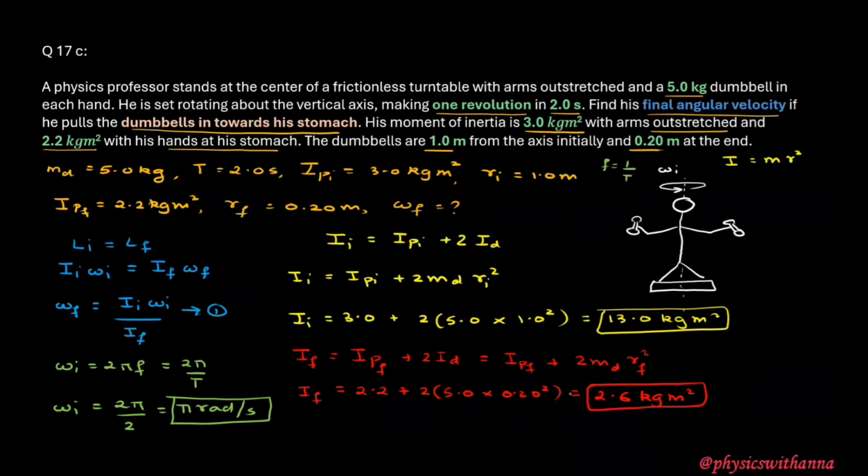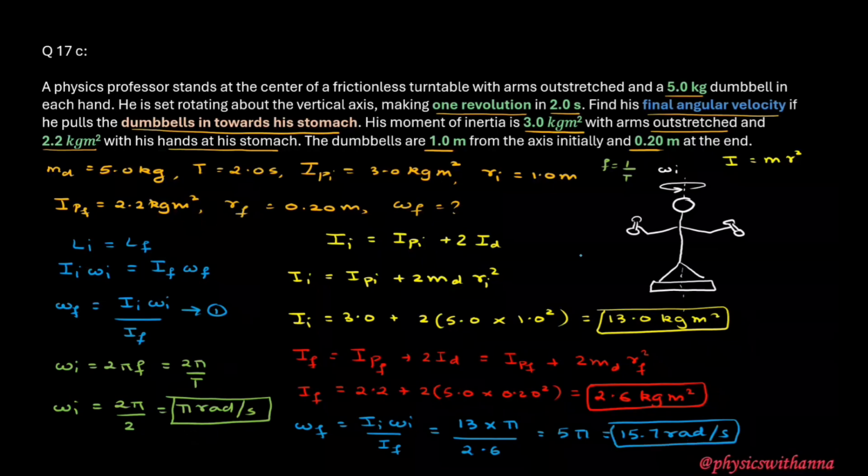So once I found each of the values from equation 1, I will substitute here to calculate omega f. So we get omega final equal to I initial omega initial over I final. Now let's substitute. I initial is 13, omega initial is pi, I final is 2.6. That gives me the final angular velocity equal to 5 pi, or you can write this as 15.7 radian per second.